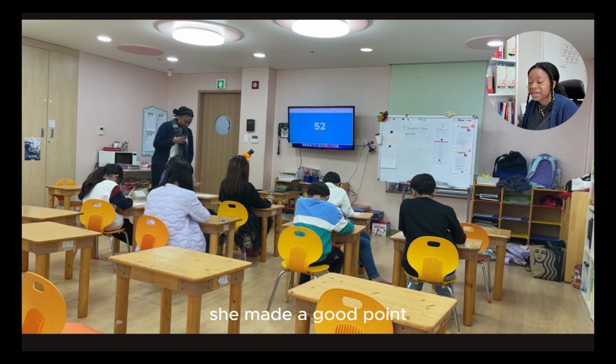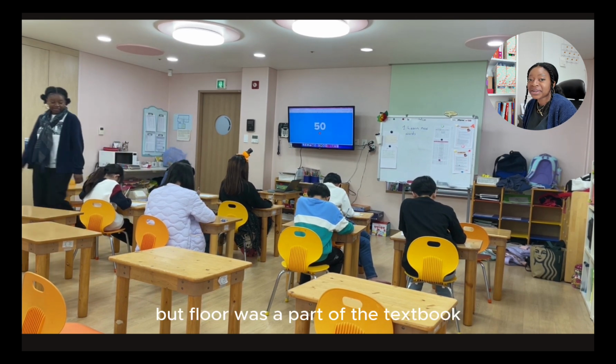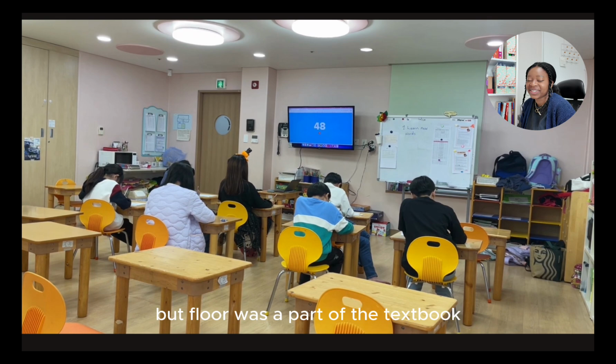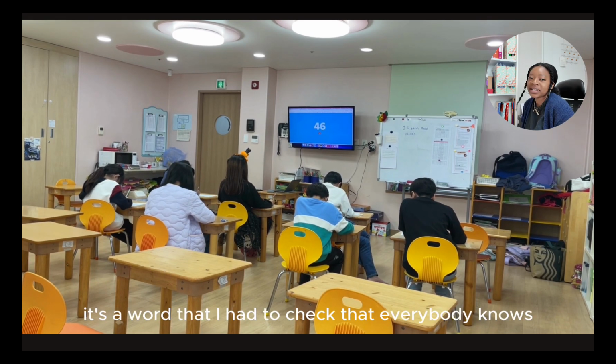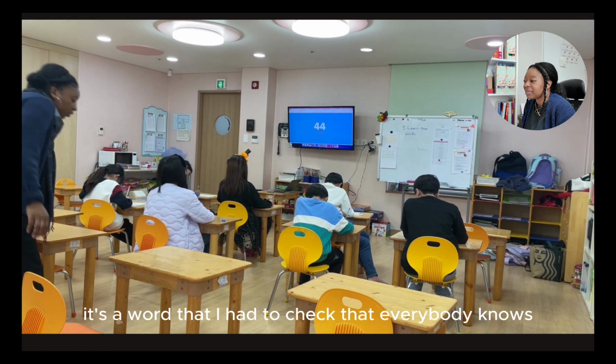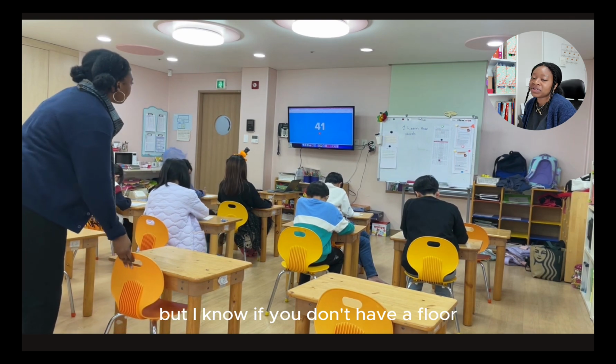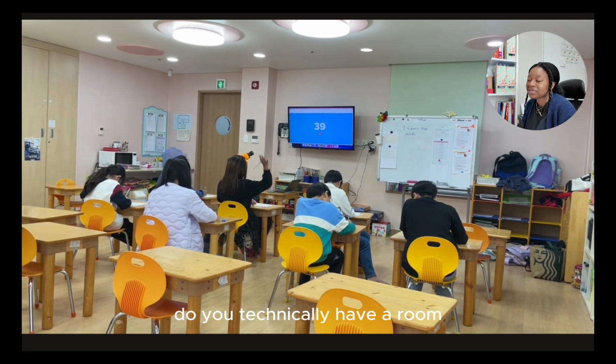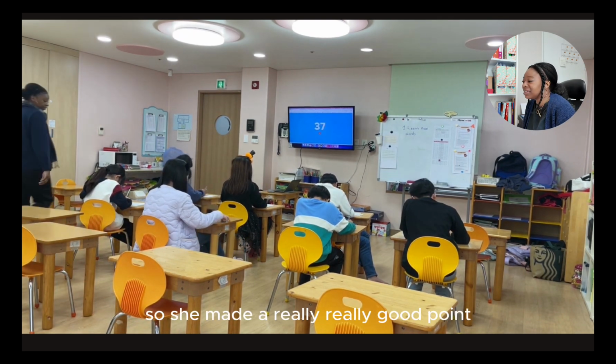She made a good point, but floor was a part of the textbook. So it's a word that I had to check that everybody knows. But I know if you don't have a floor, do you technically have a room? So she made a really, really good point.